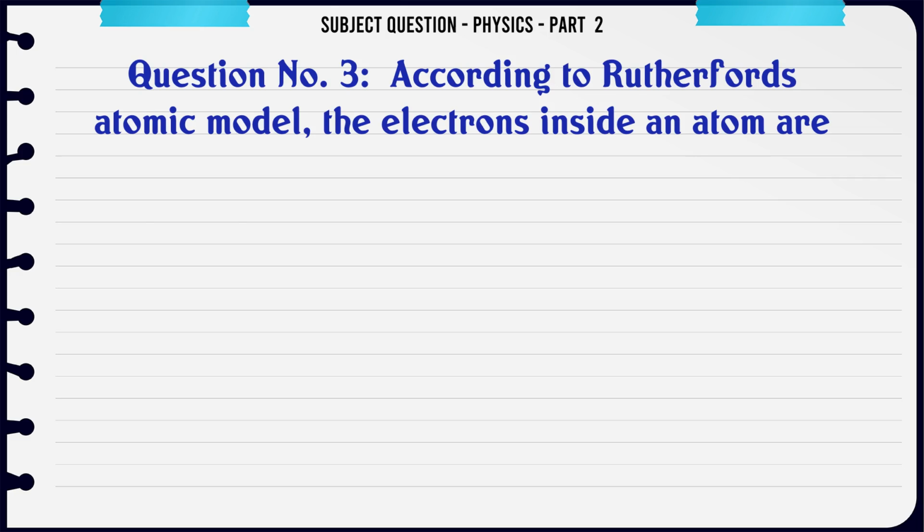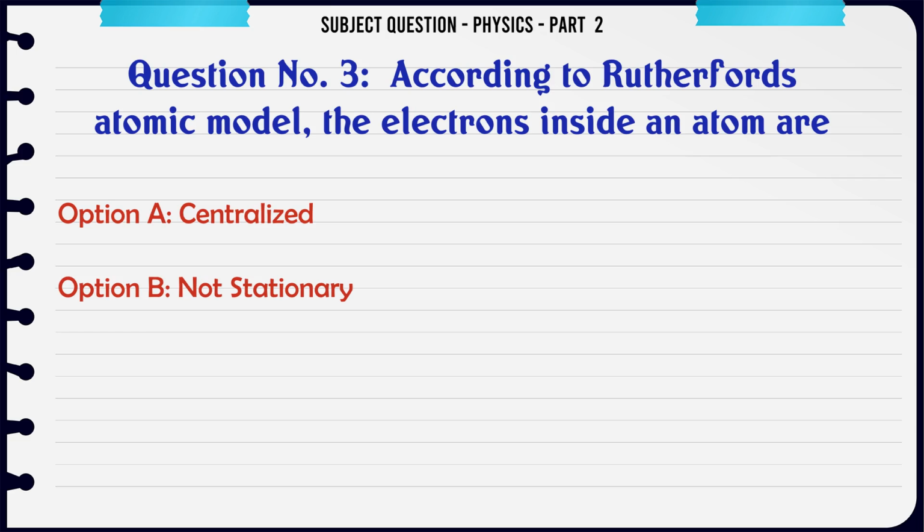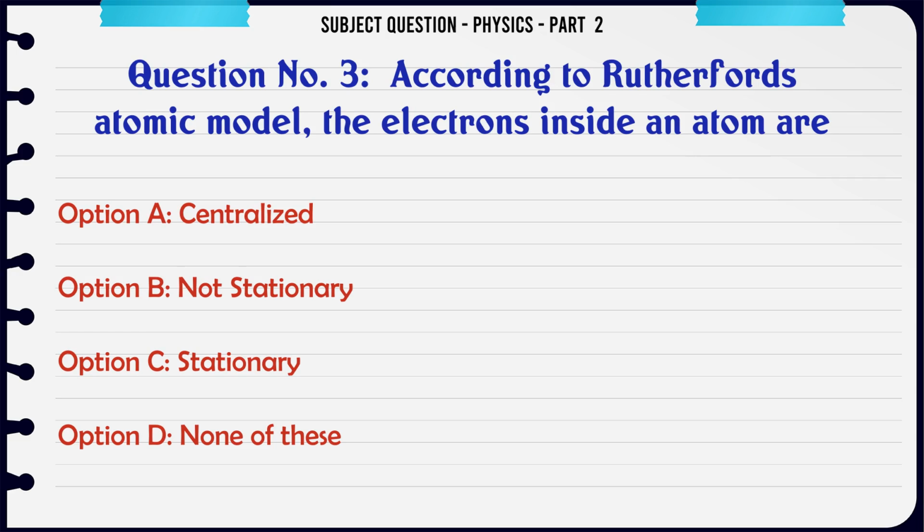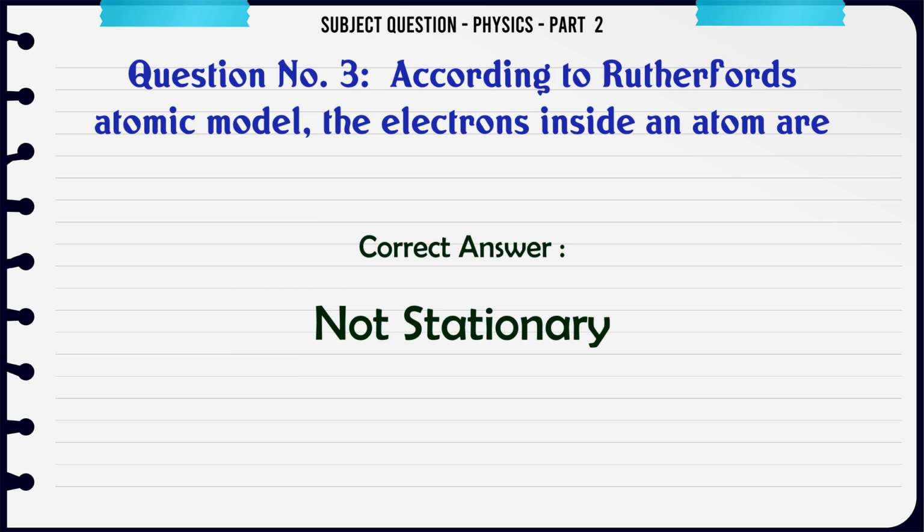According to Rutherford's atomic model, the electrons inside an atom are: A. Centralized, B. Not stationary, C. Stationary, D. None of these. The correct answer is not stationary.